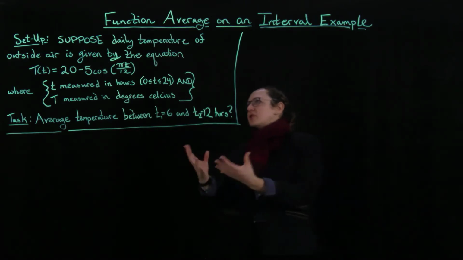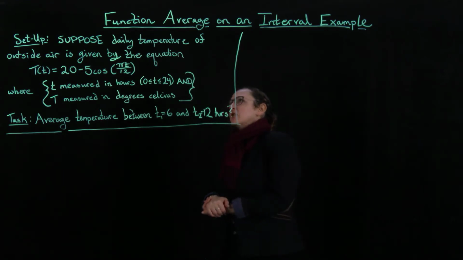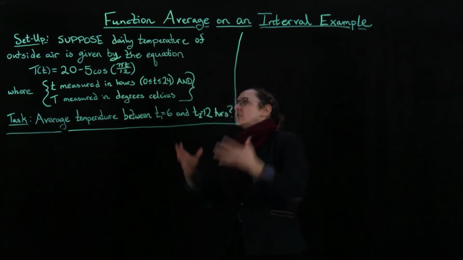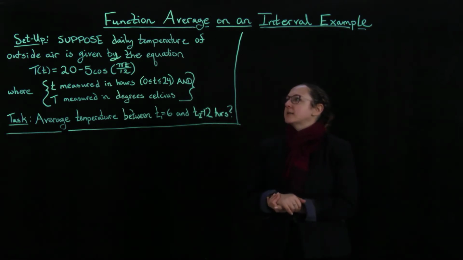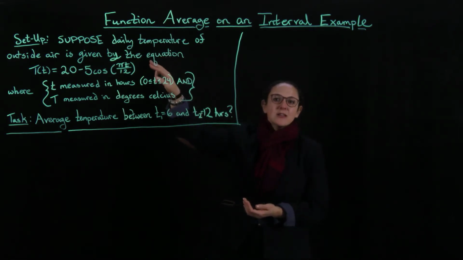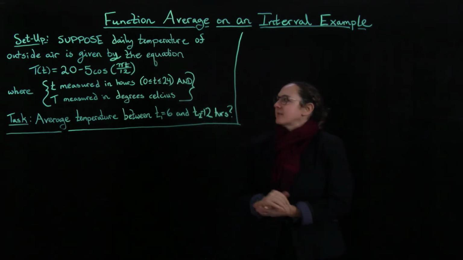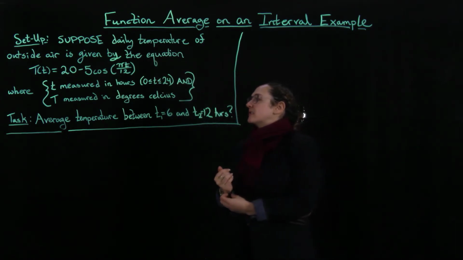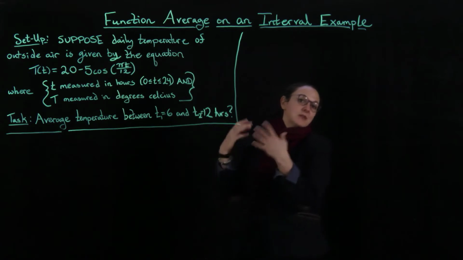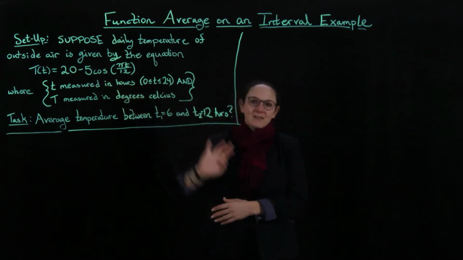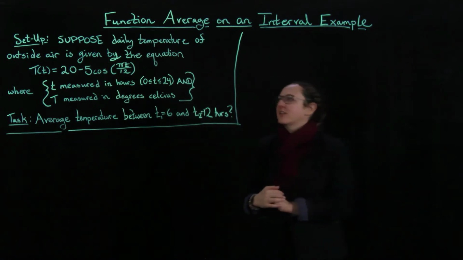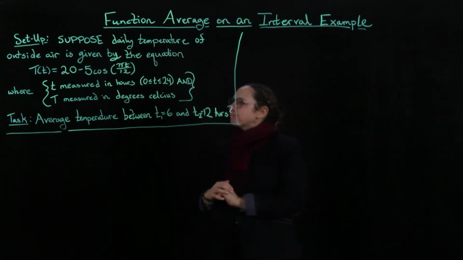I felt like temperature was something that we could all relate to. So here's the question. The setup is that I have a daily outside temperature that's given by this equation. That's my function. Something we'll deal with in a moment is the fact that there's a t in there instead of x. We've been dealing with a function f of x. Now we're dealing with a function T of t. That's okay. We just have to make sure to adjust everything to correspond exactly.